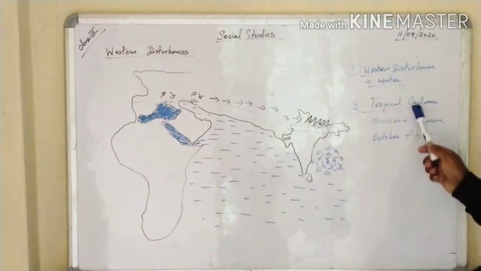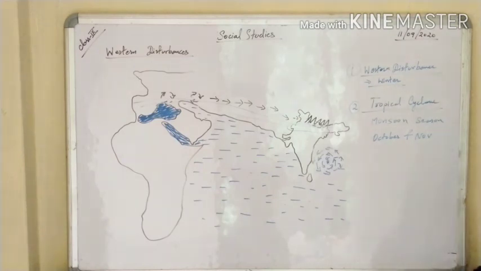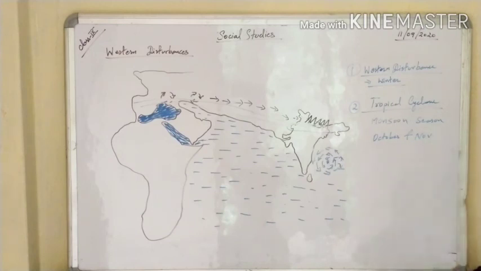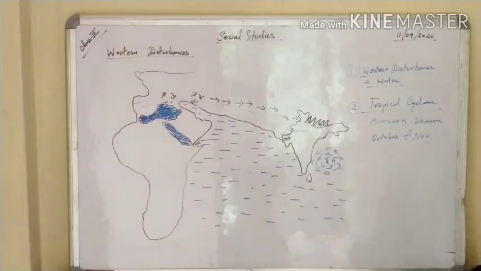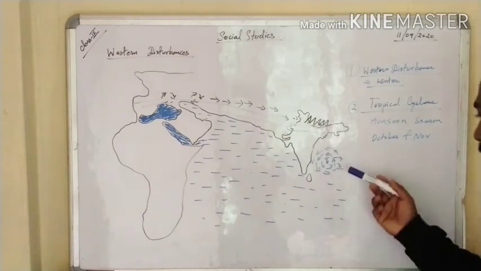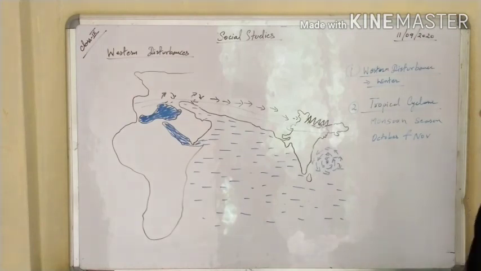Now let us understand tropical cyclones. Western disturbances mostly occur in the winter season, as I just told you. But tropical cyclones occur mostly in the monsoon season and in the months of October and November. This is the area where the tropical cyclones occur. The tropical cyclones which occur in the Bay of Bengal move towards our country. You know that in the ocean region there is high pressure and in the continental areas there is low pressure. So it moves towards the coastal region and causes destruction, rainfall, and floods in the coastal areas of our country. So this was about the tropical cyclone.